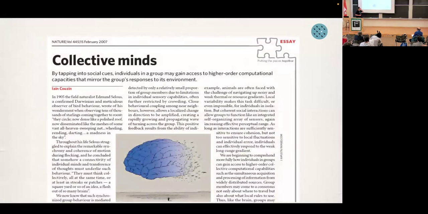And so when I wrote this article back in 2007, I was very cautious to draw parallels between computation within the brain and computation between brains. The level of selection is so different, the mechanisms of interaction are so different. Surely it's just an interesting metaphor. But what I'll argue today is it's not.